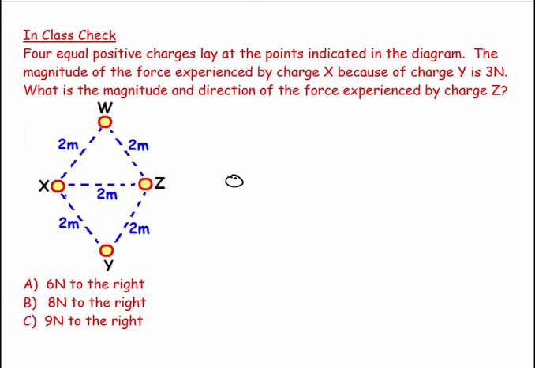So let's redraw this. And the focus is going to be on charge Z, so on this guy here. And we can take each of these pairs of charges independently. So X acting on Z will cause a force, and Y acting on Z will cause a force, and W acting on Z will cause a force.